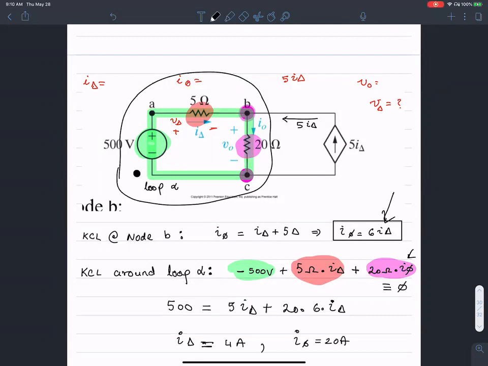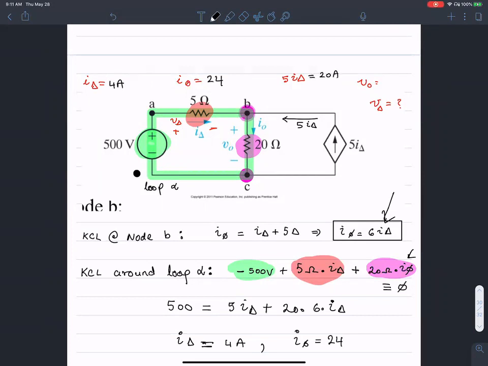So I delta is 4 amperes. Somebody could double check me on that. I naught is 20 amperes. Oops, correct, that's what I got as well. How about I naught? Is that 24? It's supposed to be 24, I thought. This is 24, and 5 times I delta is 20 amperes.